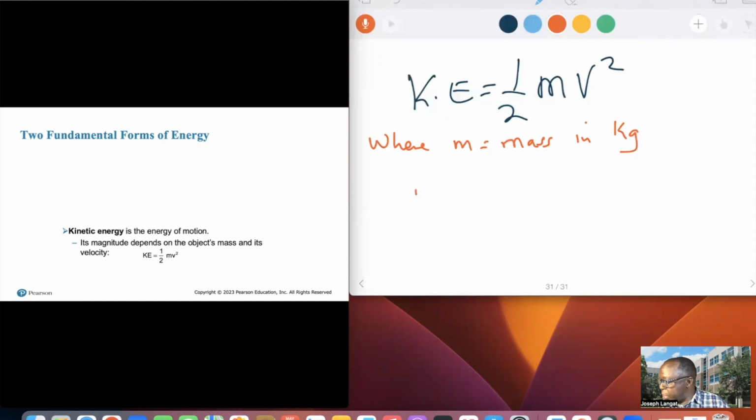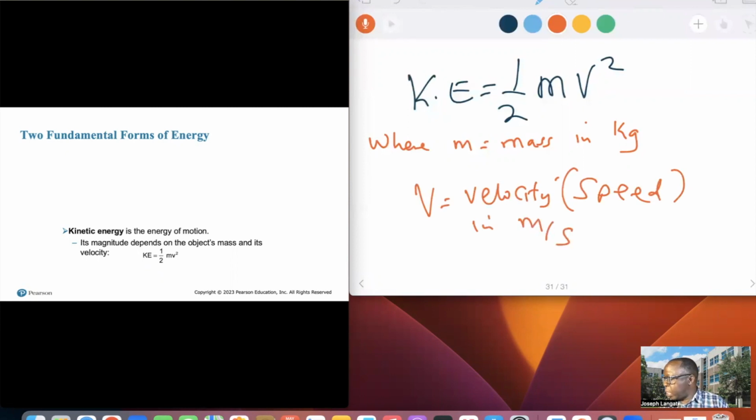And then v stands for velocity, or speed, of an object. It should be in meters per second. Take note of the units. If the unit is given in other than meters per second, you need to convert that.